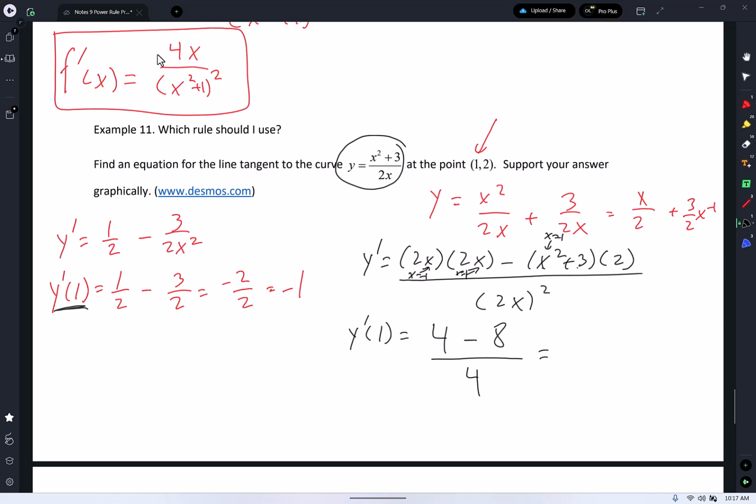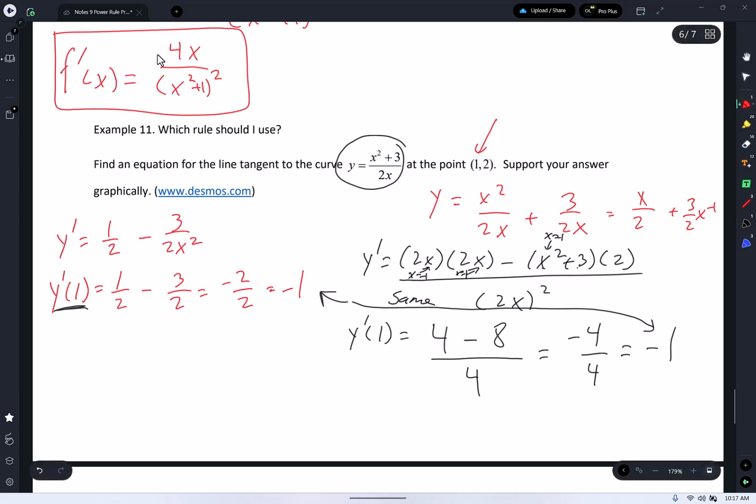Look what you get. Negative 4 over 4. Are they the same? It does not matter how you do it. As long as your logic is correct, you will be fine. Slope at x equals 1.